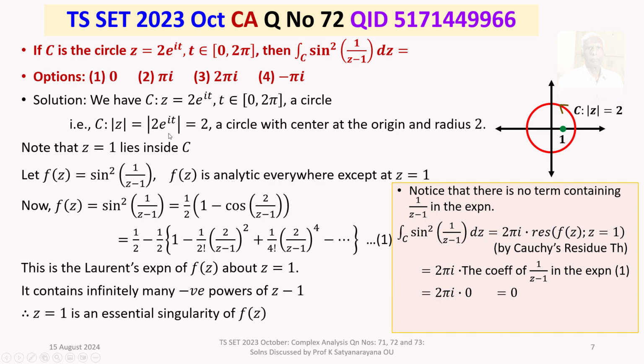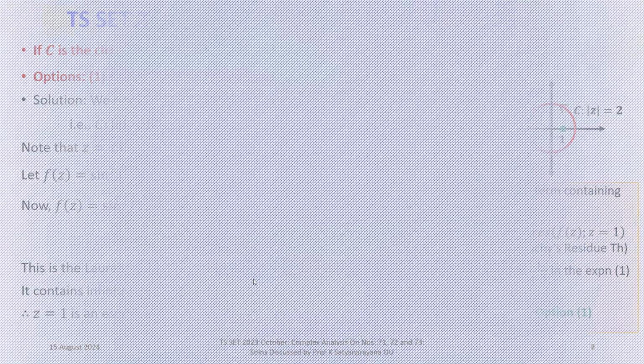So let's look at the options. 0 appears against option 1. So therefore the answer to this question is option 1. That is the detailed discussion of the solution of this problem. Right. Let's now move to the next question.